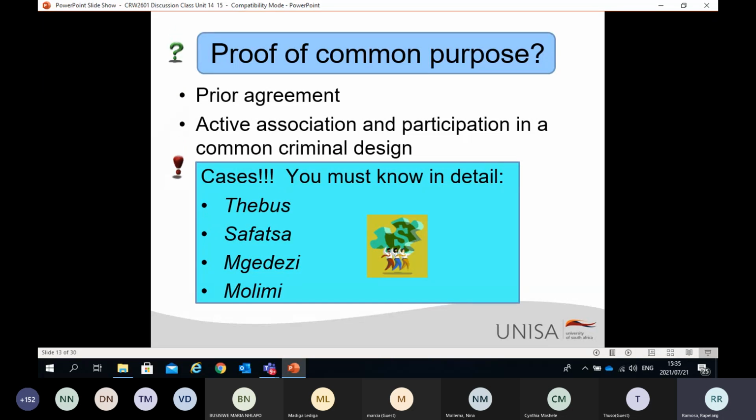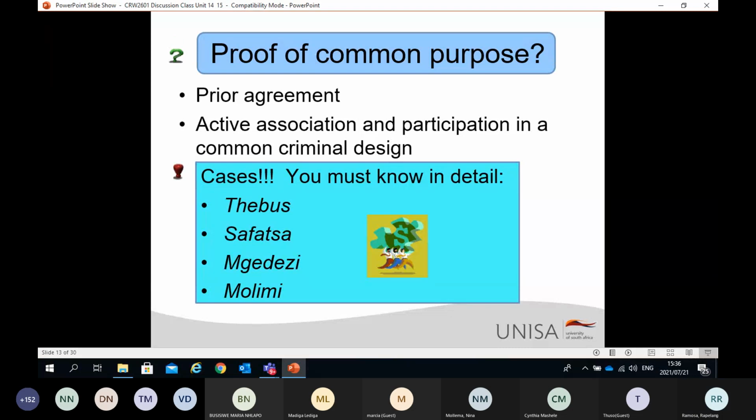And then the principles were further developed in the case of Mgedezi, another case of mob justice, whereby six team leaders who lived in a certain hostel in a particular room were targeted by a mob because they were considered to be informants at the time.